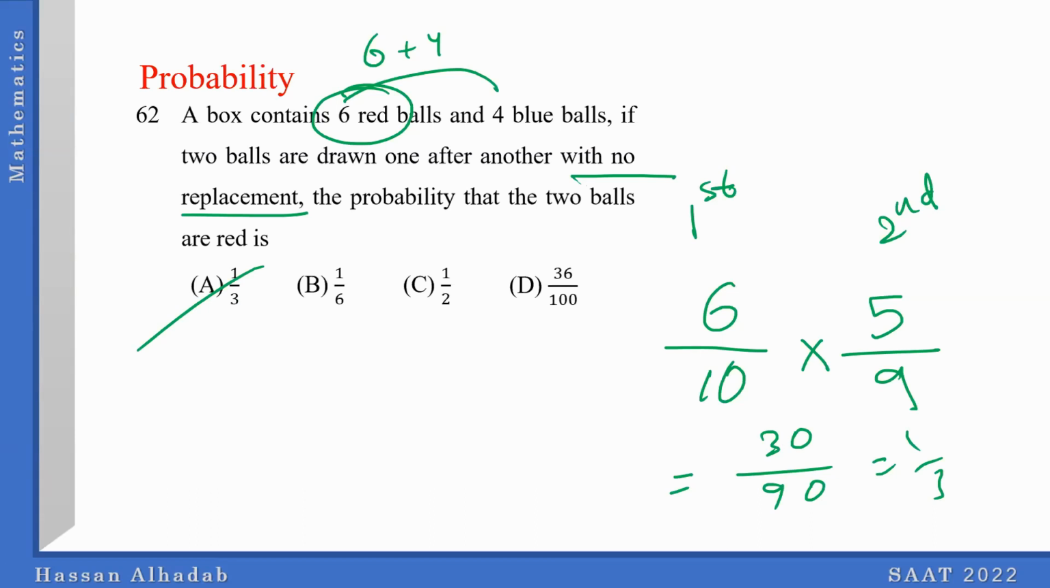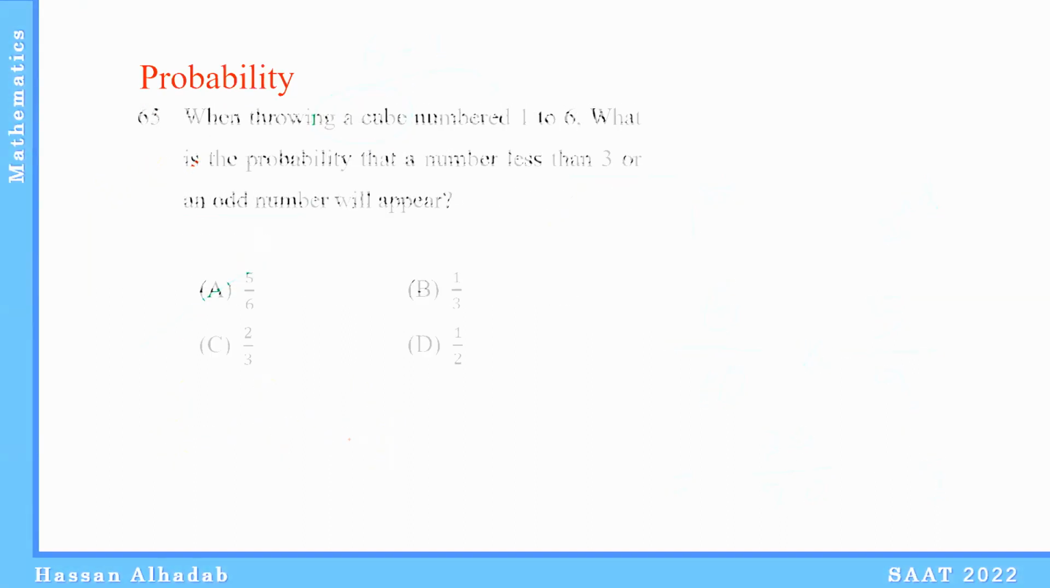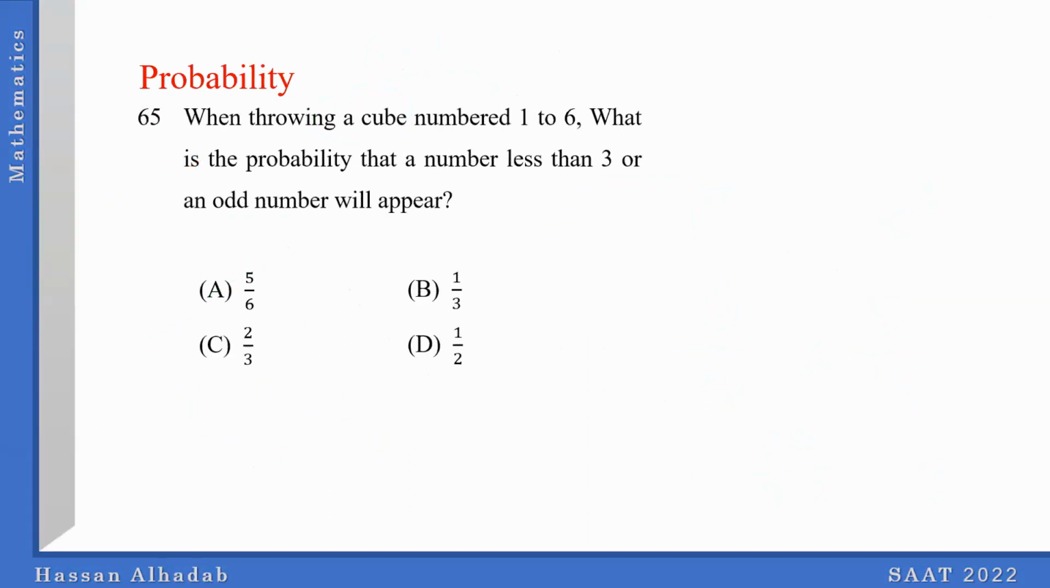So what if I change this problem here? I change it here and said, I'm going to draw 3, let's say 3, and all of them are red. So the first one is going to be 6 over 10. The second one is going to be 5 over 9. And the third one is going to be 4 over 8. Make sense?